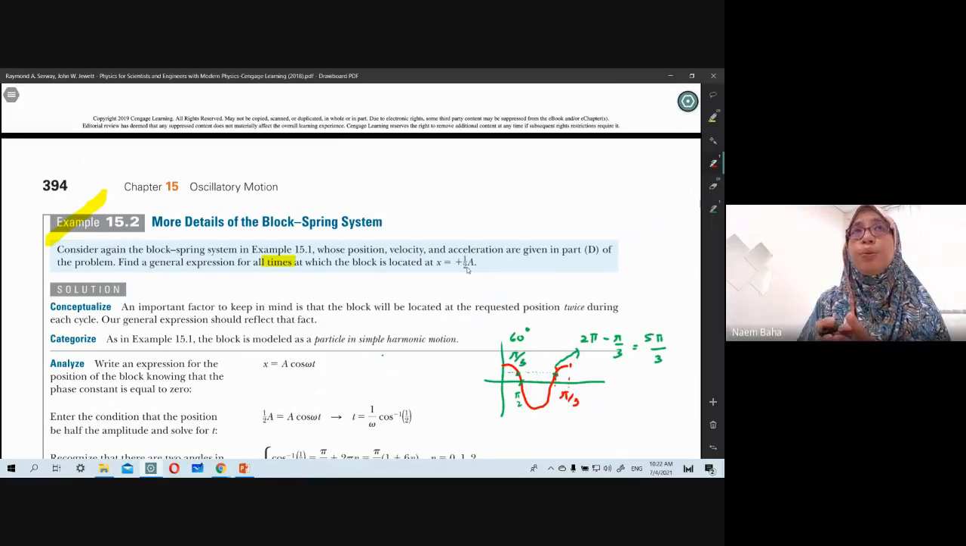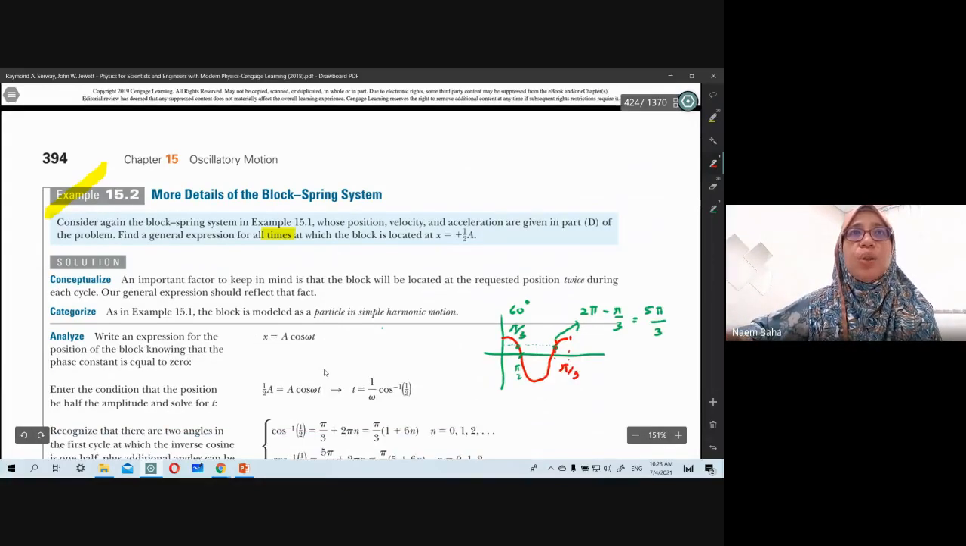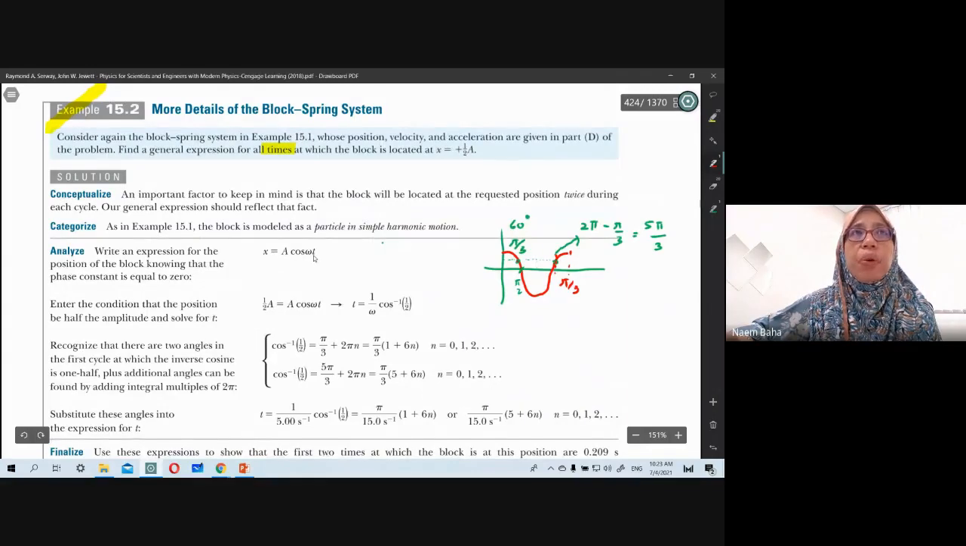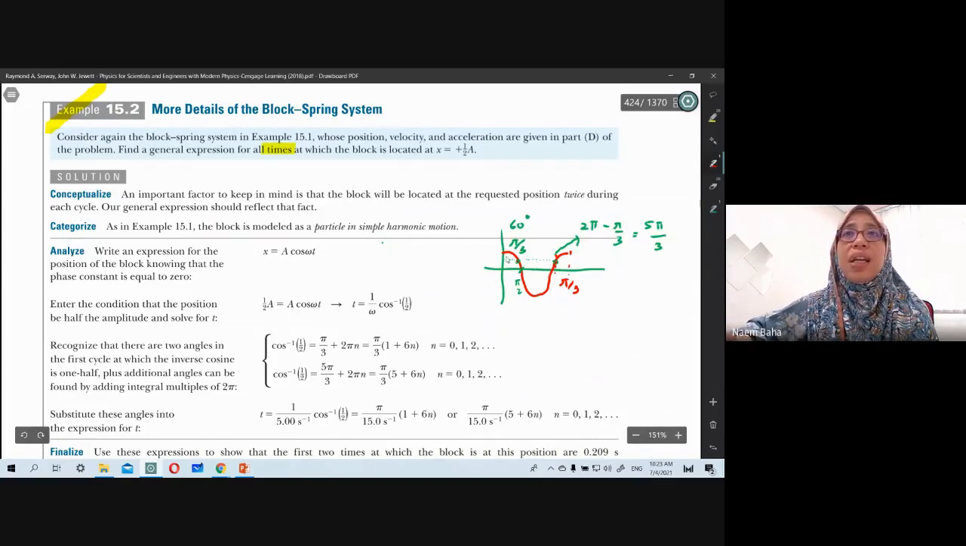So it's asking you, if a system undergoes simple harmonic motion where it starts at amplitude A, 5 centimeters, what should be the general equation for t, so that when you substitute, you get the location x becoming half A. That's the idea. So we go back to the general expression just now: x is A cos omega t. Recall again 15.1, the phase constant is 0. Why? Because the system starts at the amplitude.